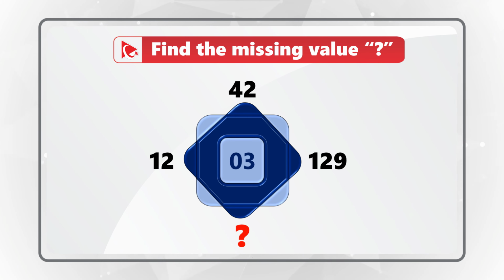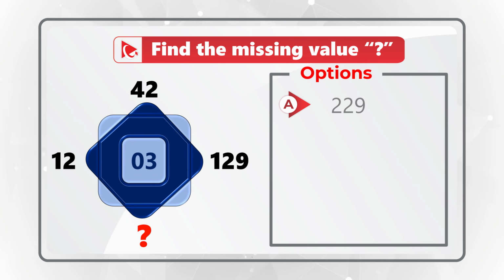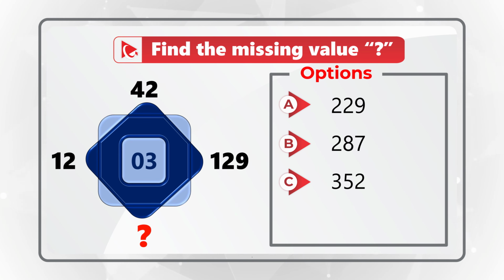Take a close look to see if you can find the missing value. The missing value is represented by the question mark in a shape that contains numbers around the shape as well as one number inside. The numbers you see are 12, 42, 129, and then there is a number 3 in the middle. You have 4 different choices to choose from. Choice A, 229. Choice B, 287. Choice C, 352, and then choice D, 390.